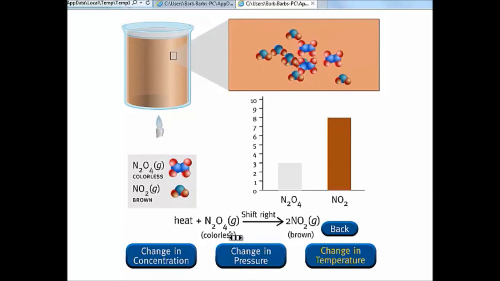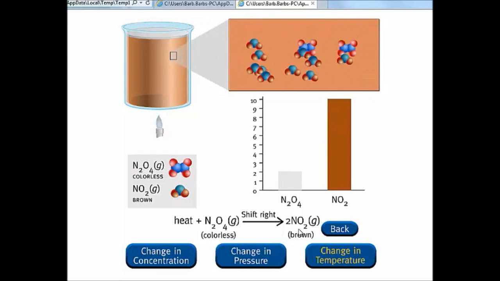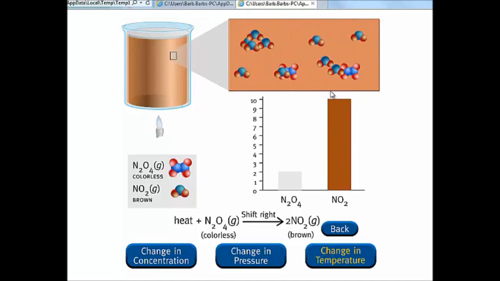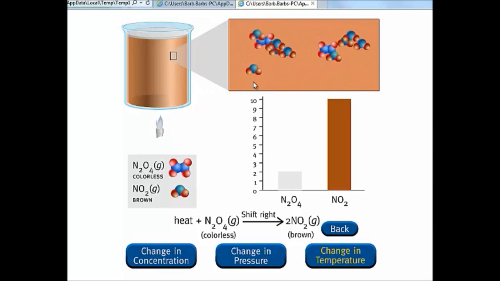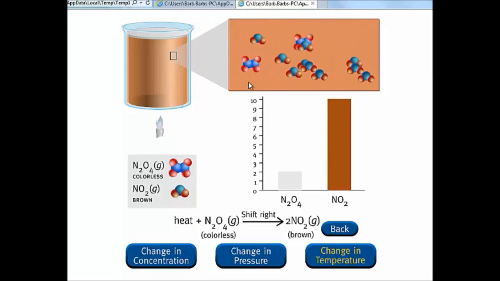The system can partially remove the added heat by shifting to the right, producing more NO2 and decreasing N2O4, as you can see in the microscopic view. As more NO2, a brown gas, is produced, the color of the equilibrium mixture darkens, as you can see in the macroscopic view.